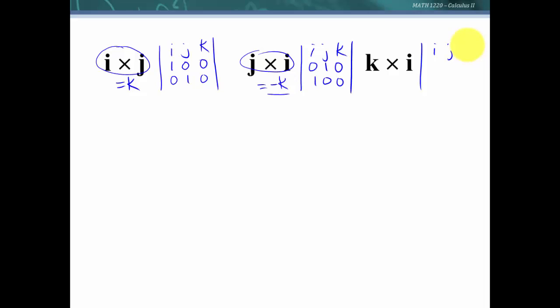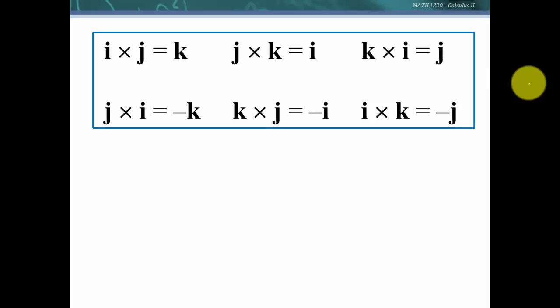Now let's go ahead and do k cross i. So we have i, j, and k. And for k, we have 0, 0, 1. And i, we have 1, 0, 0. And when we do the i, you see we get 0, 0. We do negative j, and we get 0 and negative 1. So that will be j. And then we do k, we get 0 and 0. We could continue to do this, and we would find these.